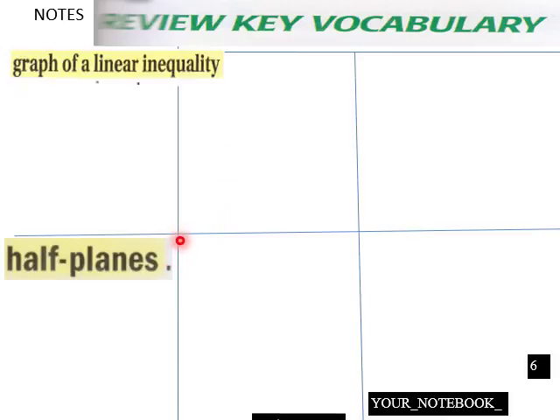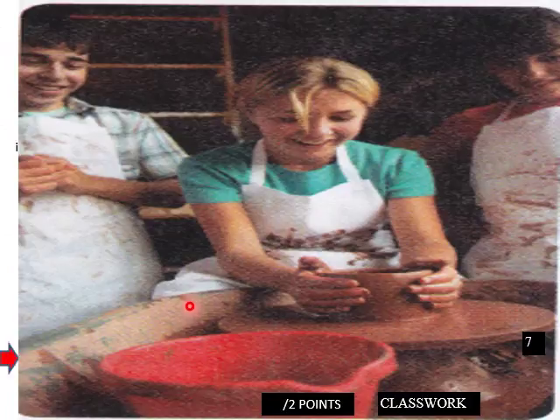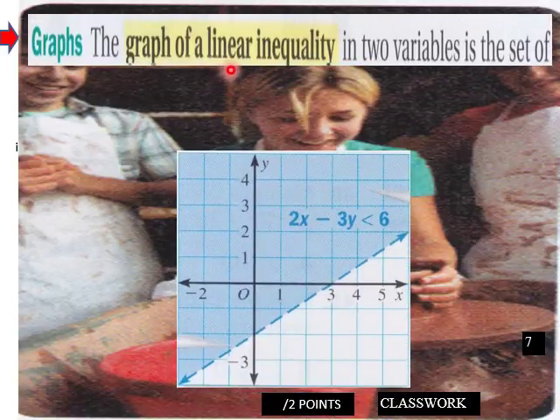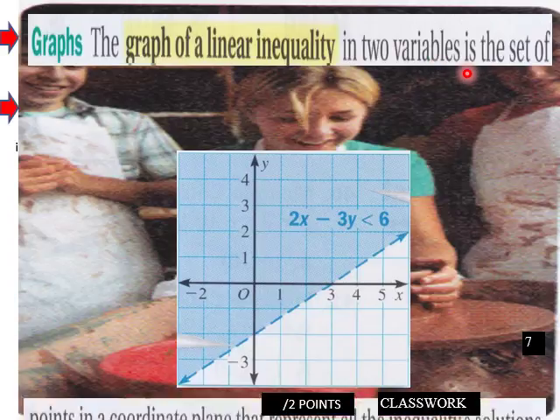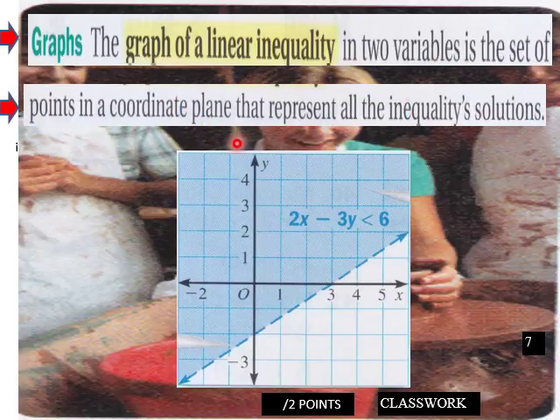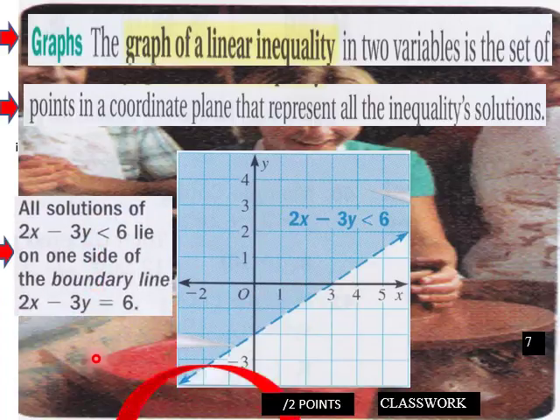And then half planes. Define a half plane, students. If you don't know that yet, hang on to it and go back to it through the lesson. Okay, the graph of a linear inequality in two variables is a set of points in the coordinate plane that represent all the inequality solutions. Here's a half plane here.